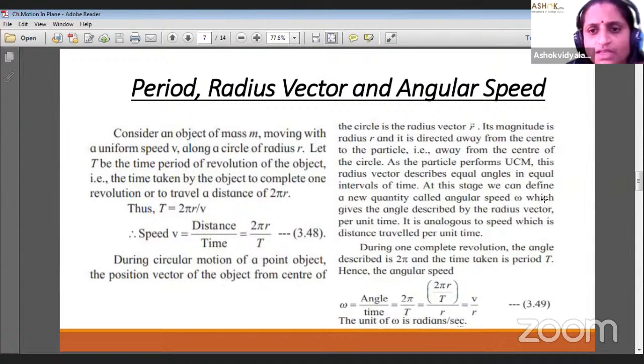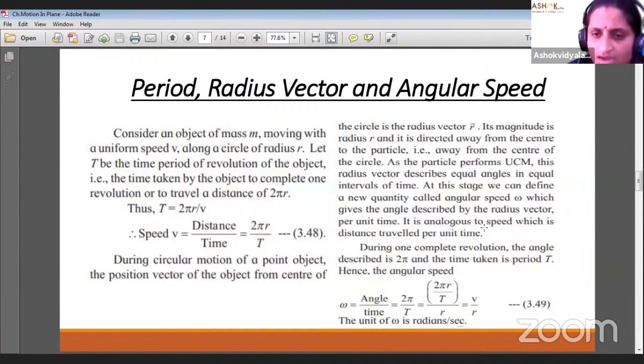At this stage, we can define a new quantity called angular speed, omega, which gives the angle described by the radius vector per unit time. What is the meaning of angular speed? It gives the angle described by the radius vector per unit time, and it is analogous to speed, which is the distance traveled per unit time.